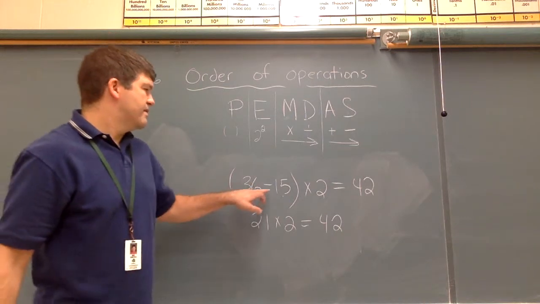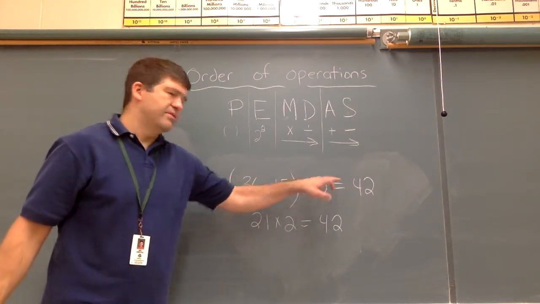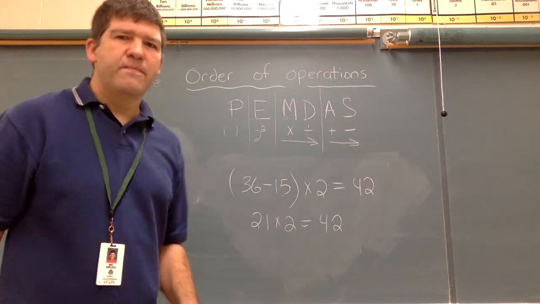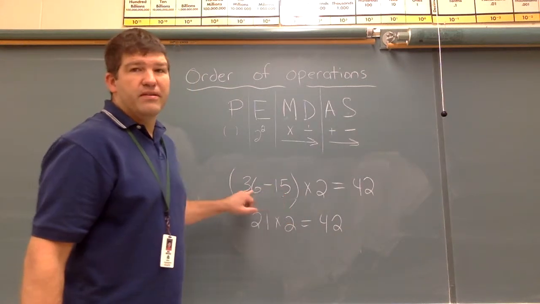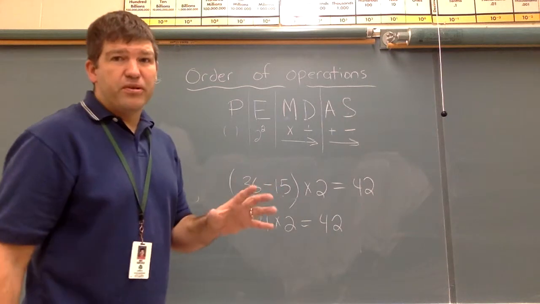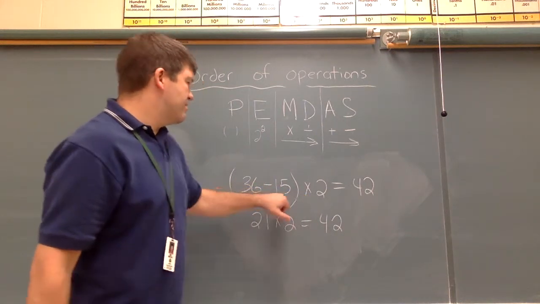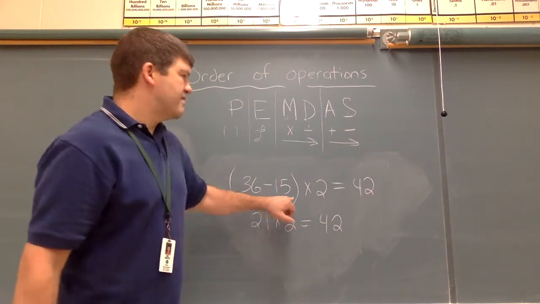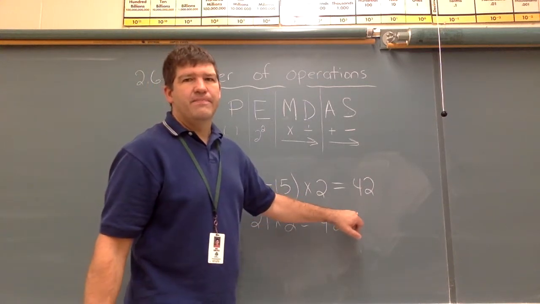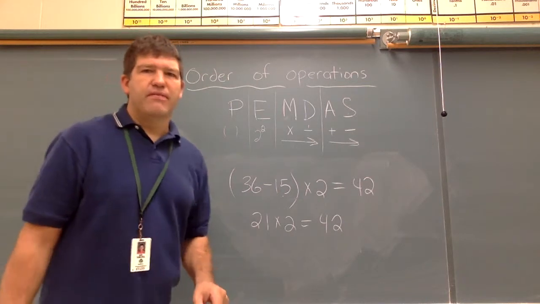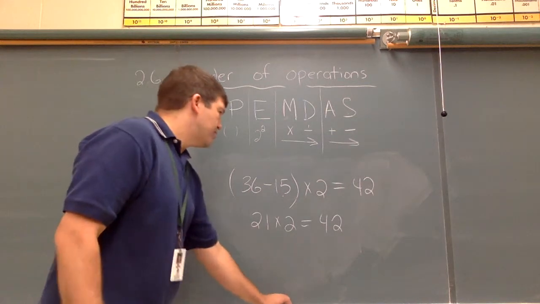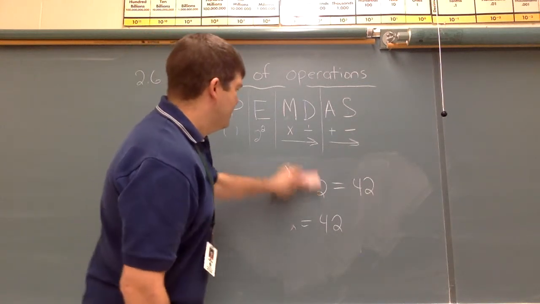So 36 minus 15 times 2 equals 42. If I would do the multiplication first without the parentheses, if I just ignore the parentheses, it's going to be 15 times 2 is 30. 36 minus 30 gets me 6. Much different answer. Much different. So you've got to follow the order of operations. Okay? Parentheses always come first.